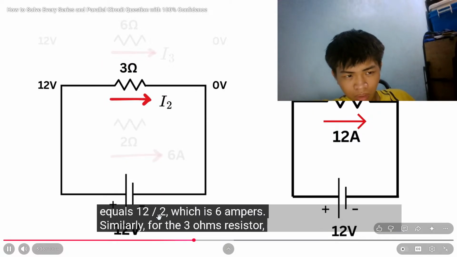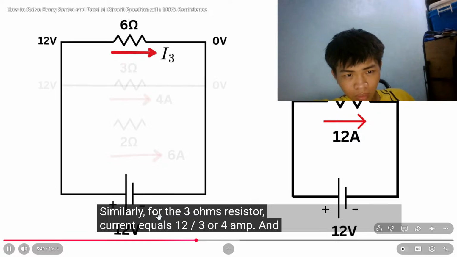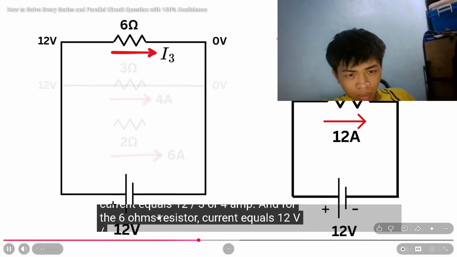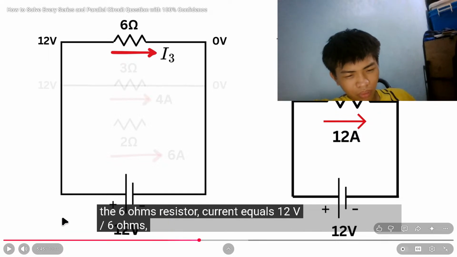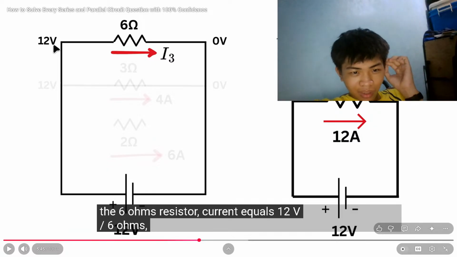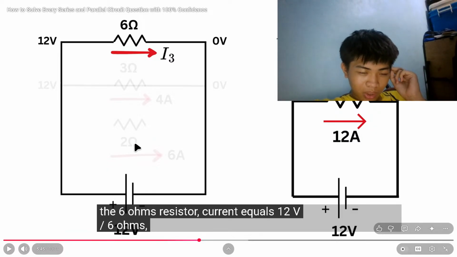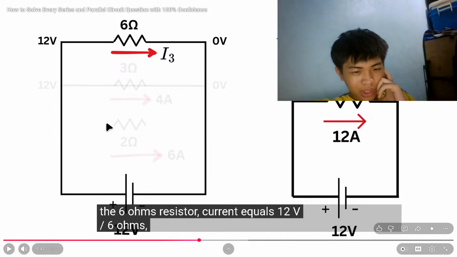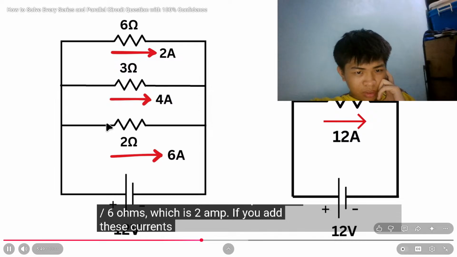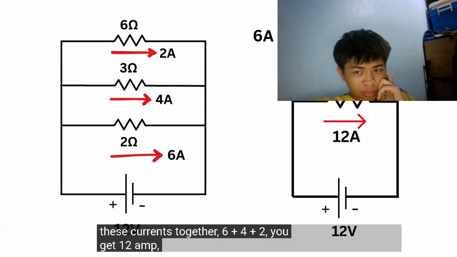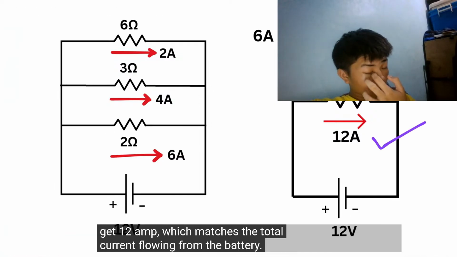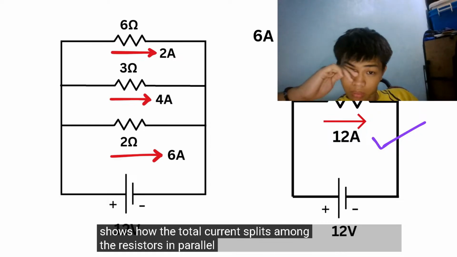Similarly, for the 3 ohms resistor, current equals 12 divided by 3, or 4 amperes, and for the 6 ohms resistor, current equals 12 volts divided by 6 ohms. What's passing through? Then, after passing through this 2 ohm resistor, it will be reduced by 6 amperes, which is 2 amperes. If you add these currents together, 6 plus 4 plus 2, you get 12 amperes, which matches the total current flowing from the battery. This shows how the total current splits among the resistors in parallel, depending on their resistance.